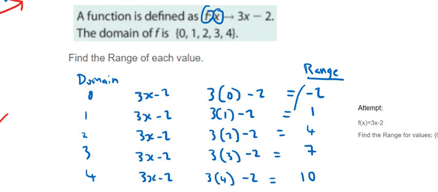So these are my outputs then, and you'll see again that each input has a different output. So none of these inputs give you two outputs, for example. So therefore it is a function. All you're doing is putting in each of these numbers instead of the x each time.